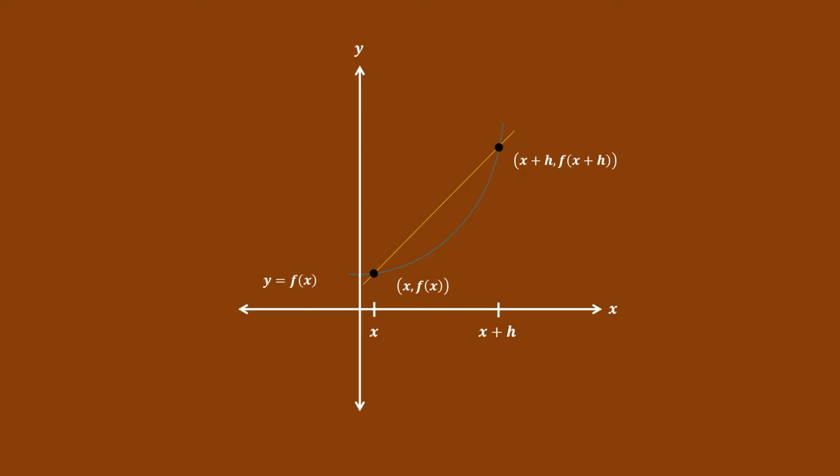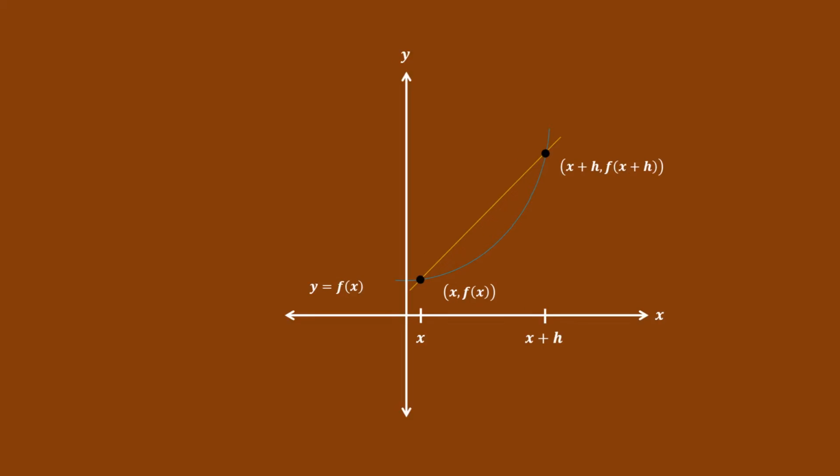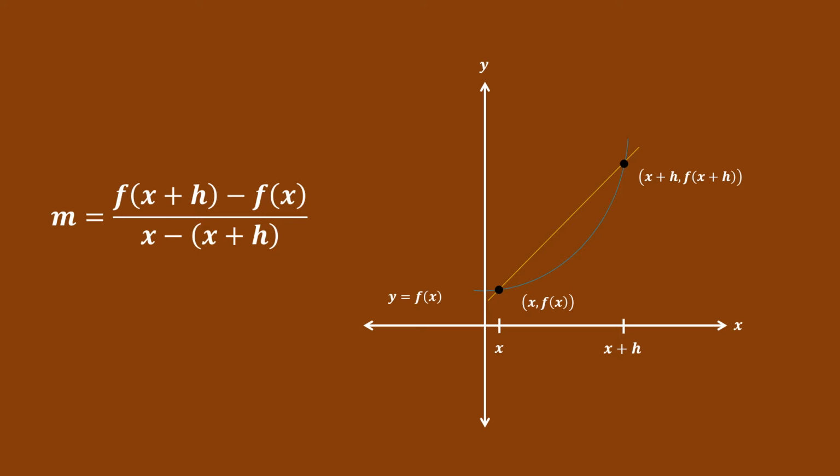Since it is defined as the slope of the tangent line, we can say that it can be calculated using this equation. m is equal to f of x plus h minus f of x all over x minus the quantity of x plus h. Or, it is also equal to f of x plus h minus f of x all over h, because if we subtract x and x, we get 0.